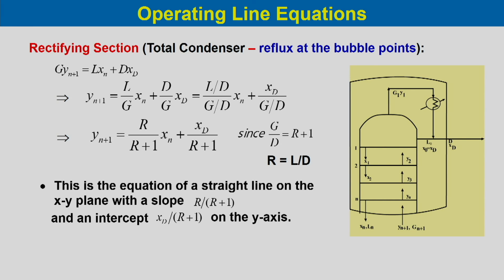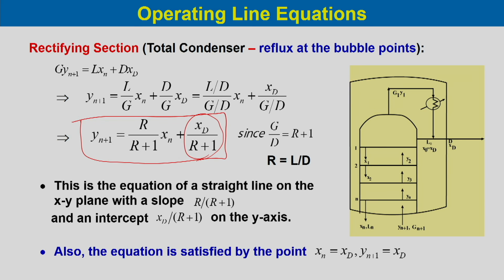This is the equation of a straight line on the xy plane with a slope R by R plus 1 and an intercept xD by R plus 1 on the y axis. Also, the equation is satisfied with xn equal to xD and yn plus 1 equal to xD. So, these two points must satisfy this equation of the straight line. This is the operating line equation in the rectifying section.